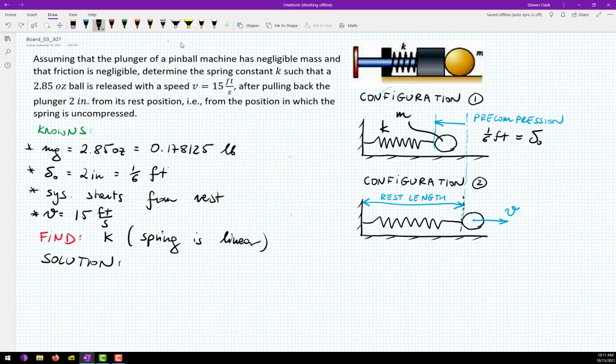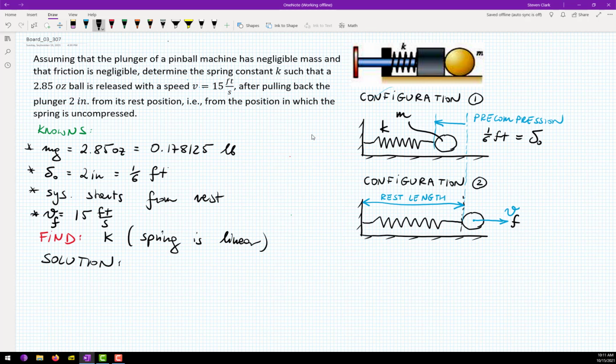And what do we know? We know the weight of the body. We know the initial pre-compression. We know that the system starts from rest. Obviously, it has to start from rest. If you have played pinball once in your life, you know that it has to start from rest. And we know the final velocity, so we can call it v F, velocity final. Okay, and let's find the spring.